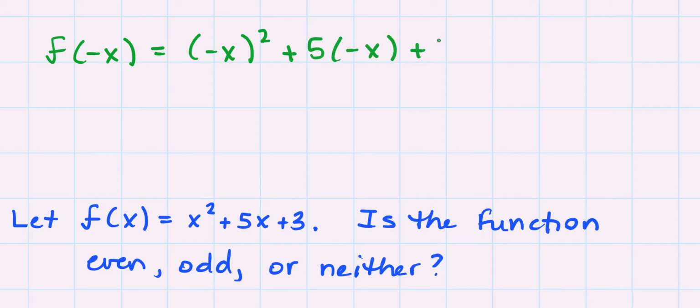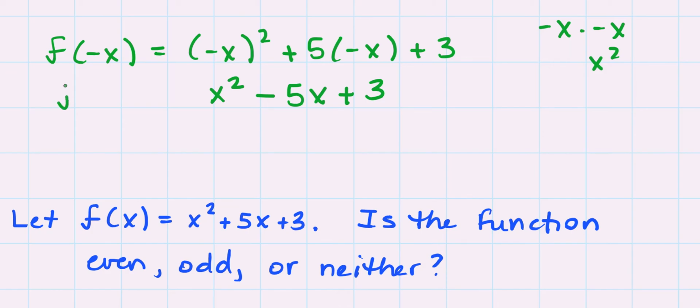So negative x squared. If I take negative x and multiply it by negative x, negative and negative make a positive, and I get x squared. Anytime you have an even power like this, you can just get rid of the negative inside. So this is x squared, and then 5 and negative x make a negative 5x plus 3. So this is what f of negative x is equal to.